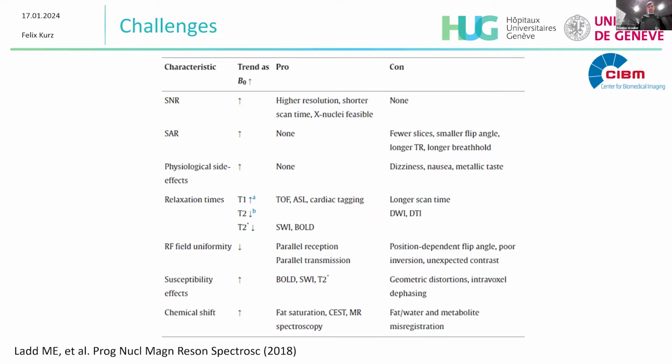So challenges, when we translate to 7T, I think are mostly well known. We have a decreased T2 time, which means in some cases longer scan times. We have a lot of radio frequency field inhomogeneities, B1 and B0, and we have strong susceptibility effects that can lead to geometric distortions or intravoxel dephasing. But we have a very strong chemical shift effect. This we can use for spectroscopy and CEST imaging.